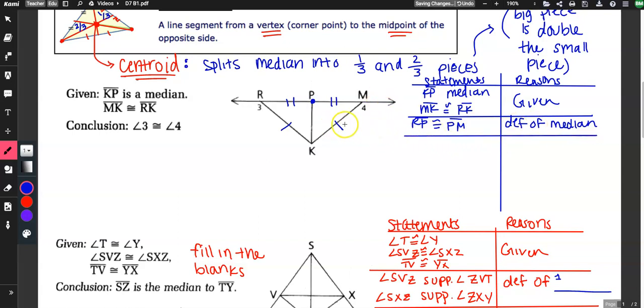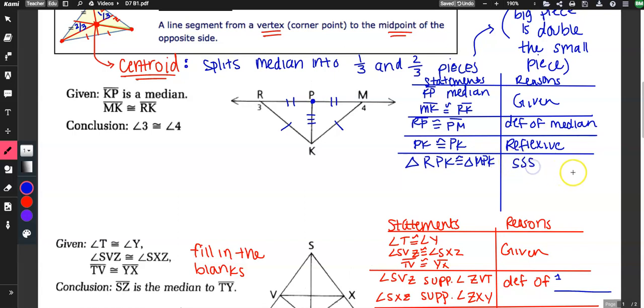Okay, so what else can I say here? I'm going to say that these are congruent. PK is congruent to PK, and that would be our reflexive property. So what I've done now, my picture helps me see I have two congruent triangles. Triangle RPK is congruent to triangle MPK. Be careful with your letters. And that would be side, side, side.